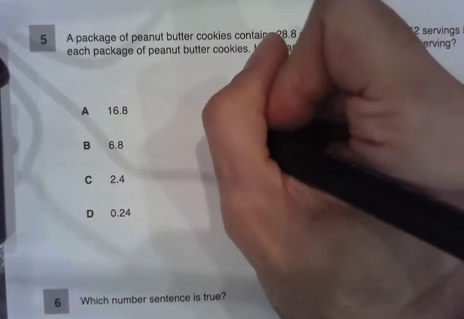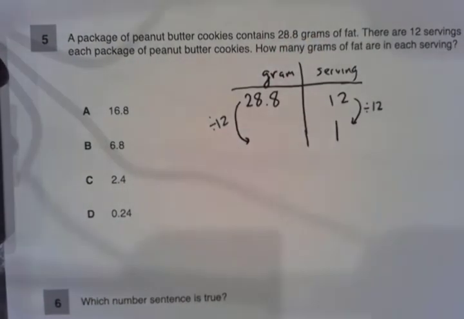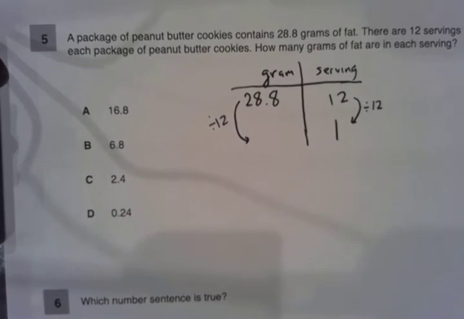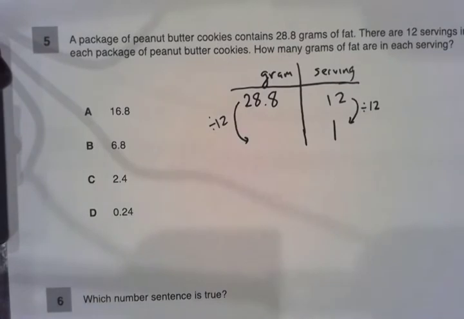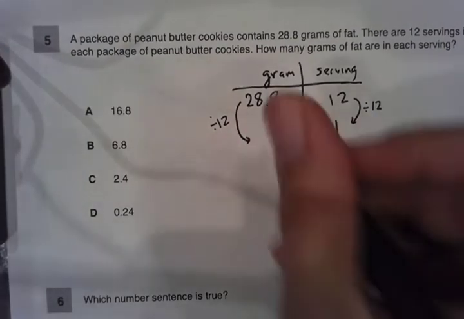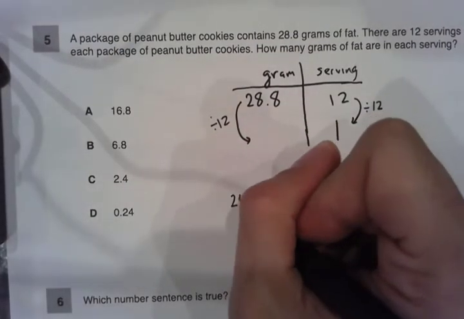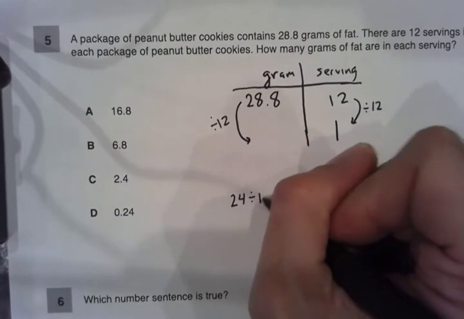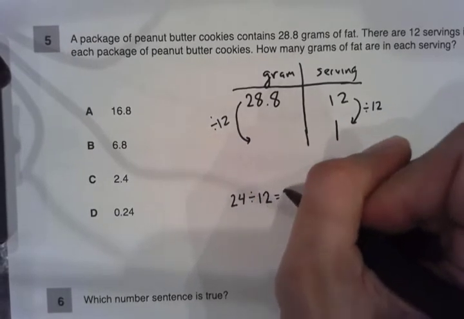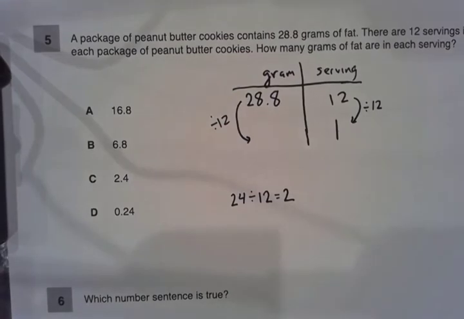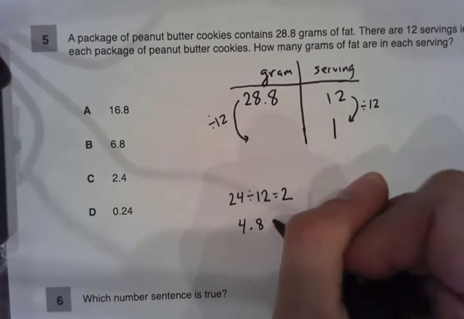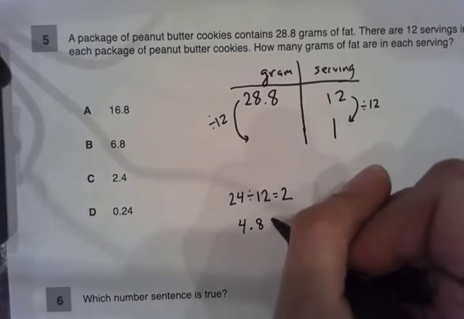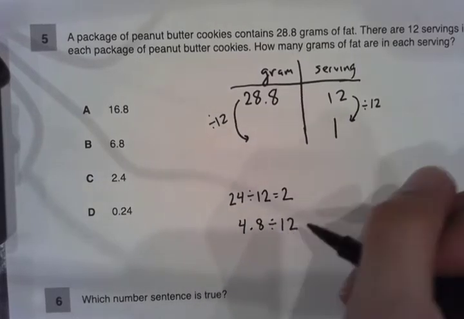So now we have to figure out what's 28.8 divided by 12. Well, I know that 24 is within 28. And I know 24 divided by 12, well, that's just going to be 2. Now, I have a remainder of 4.8 that I need to divide by 12 still.